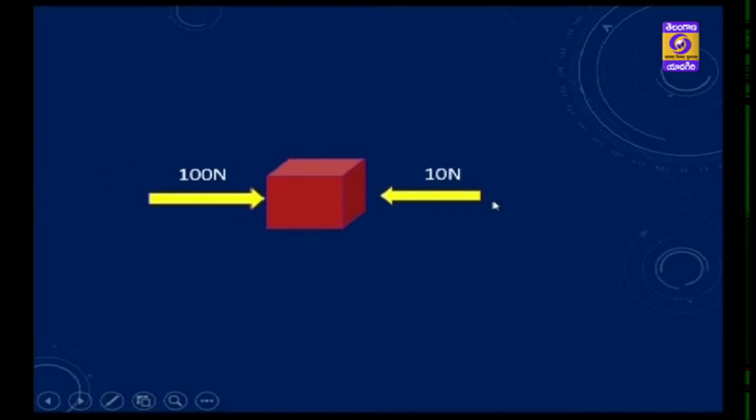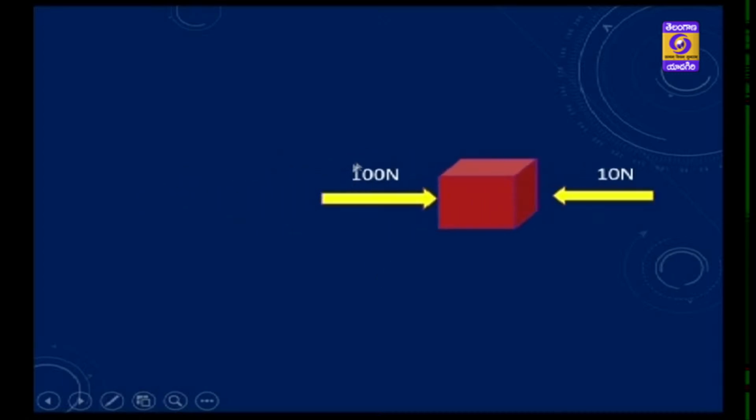Observe this, children. A block is kept here, and one person is applying a force of 100 newtons from the right side and another person is applying a force of 10 newtons from the left side. Children, what happens when two persons apply unequal forces in opposite directions? Yes children, it moves in the direction of the larger force. In whichever direction the higher force is applied, the object will move in that direction only.